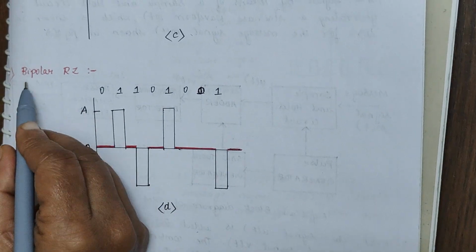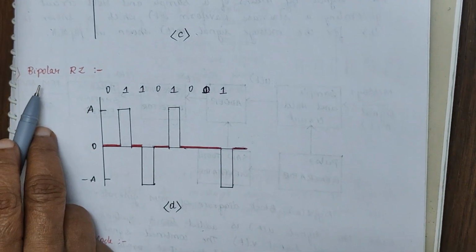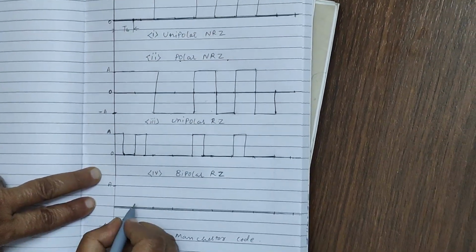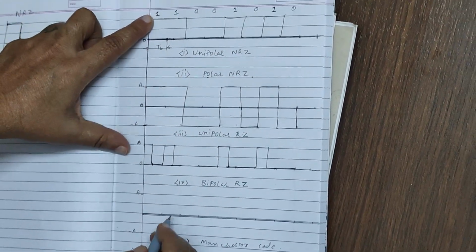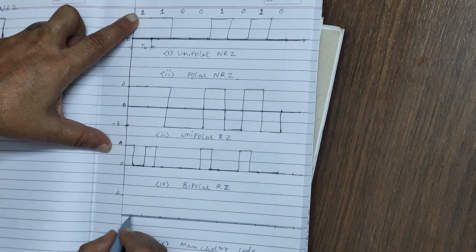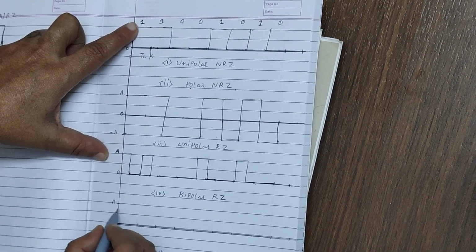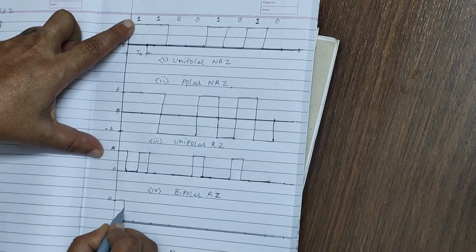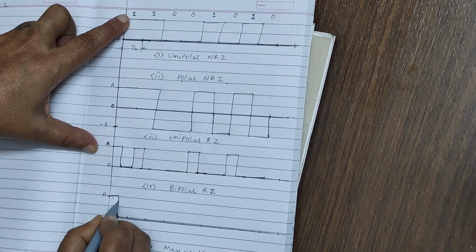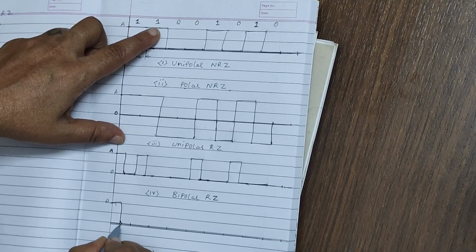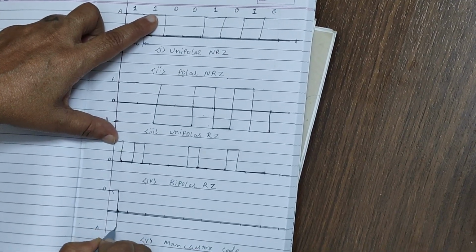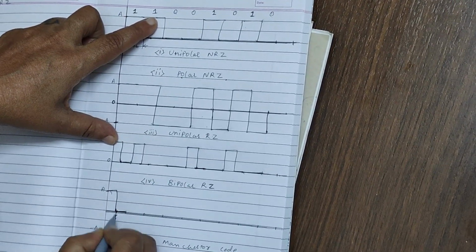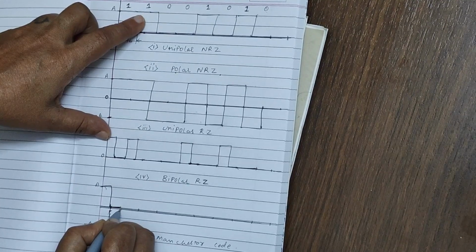Now let us write another data stream, bipolar return to 0. So now let us see here. First one is symbol 1. The first symbol 1 is represented with positive polarity. Since it is return to 0, after half the duration it will return to 0. Next we have another one, alternate one. This is 0. So one symbol 1 we have completed.